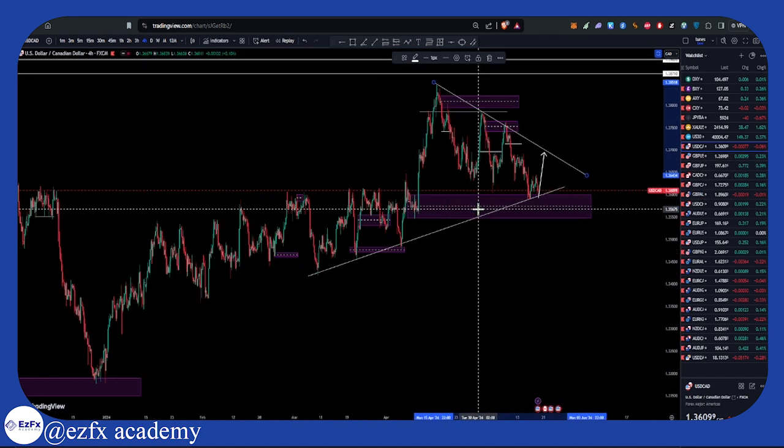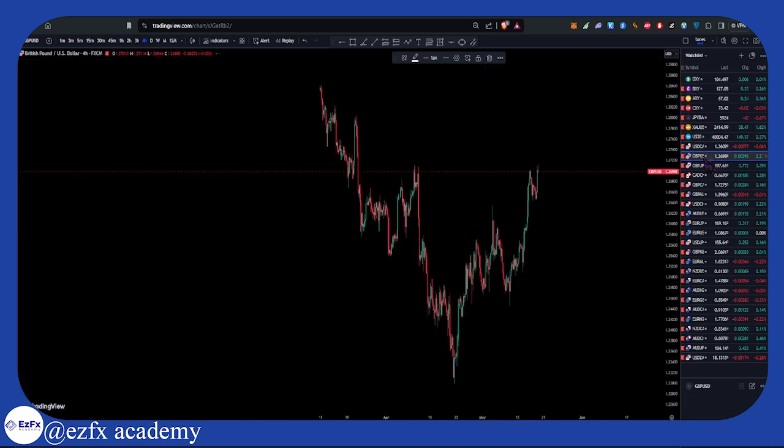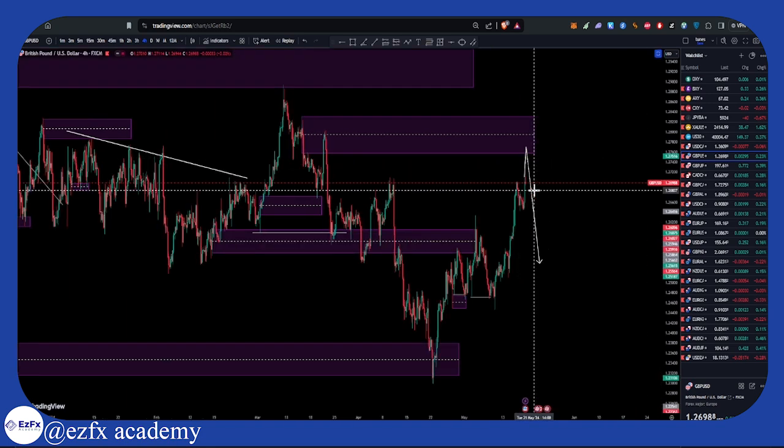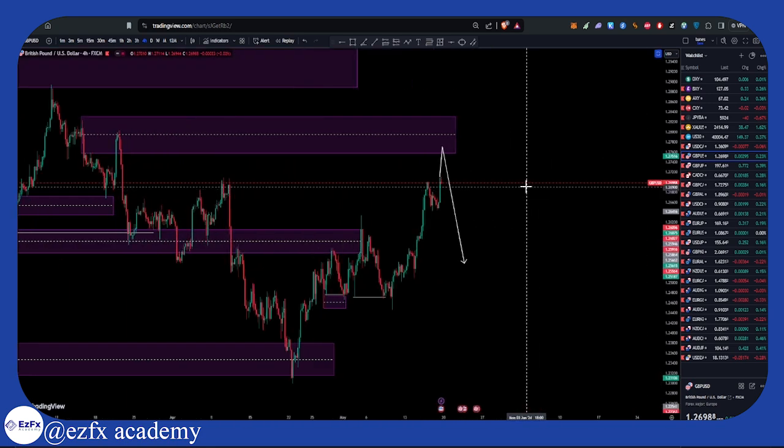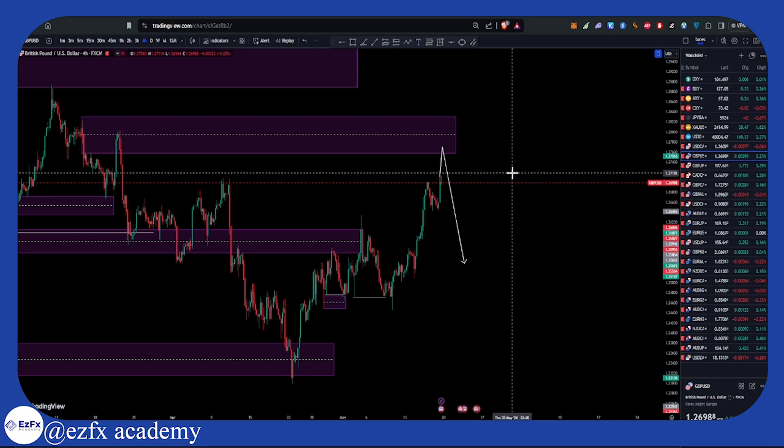All right, so I hope that is clear for USD CAD. Next up, let's look at GBP USD. For GBP USD, something similar to what we had on gold. I'll be expecting a sell.